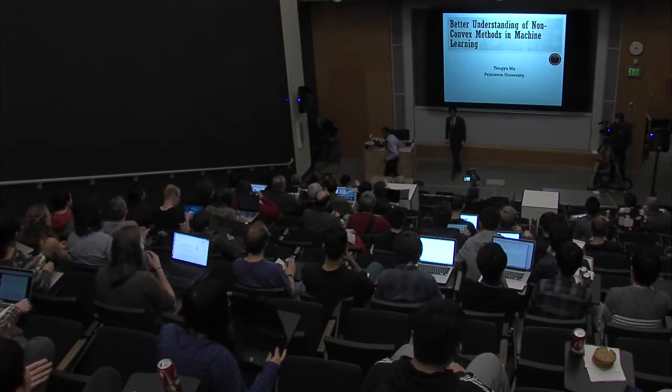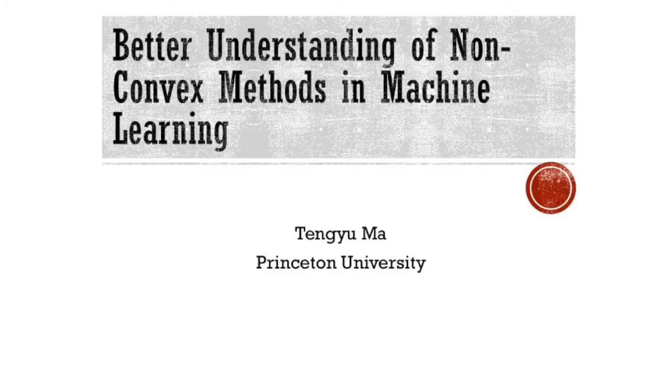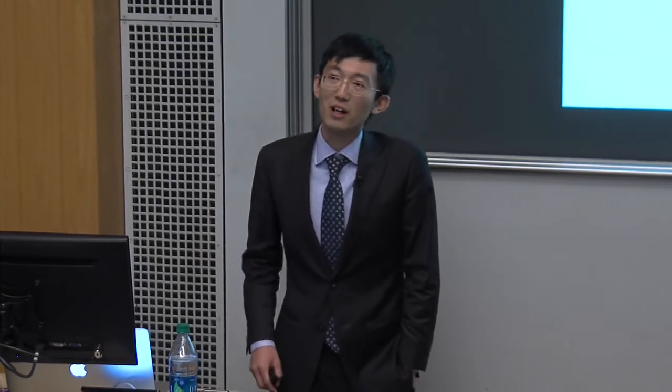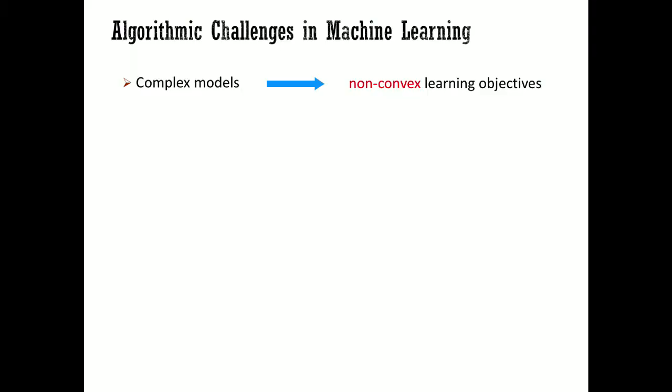Okay. Thanks for the introduction. Thanks for coming. So I'm going to talk about understanding non-convex methods in machine learning. Let me start by talking a bit about what I see as some algorithmic challenges in machine learning. One of them stems from the fact that the models we are using these days are often very complex. And this makes the natural learning of functions non-convex and sometimes intractable in the worst case.